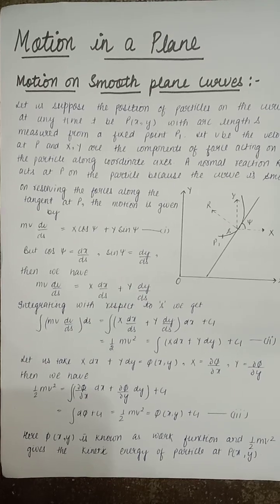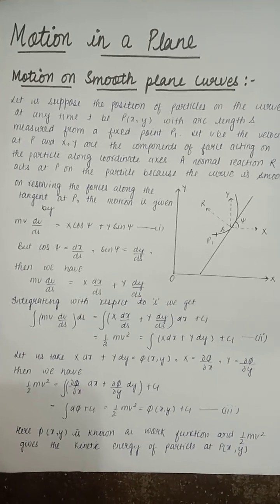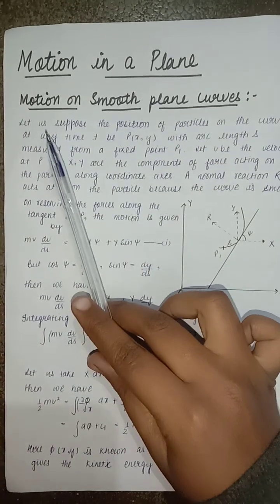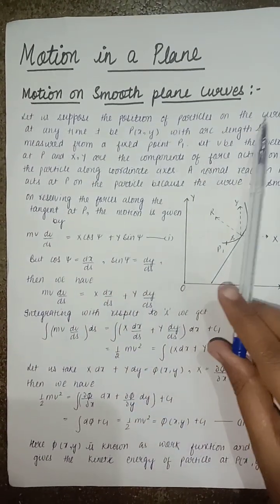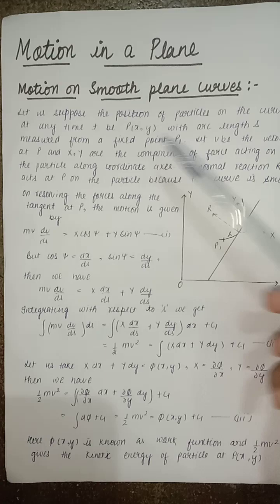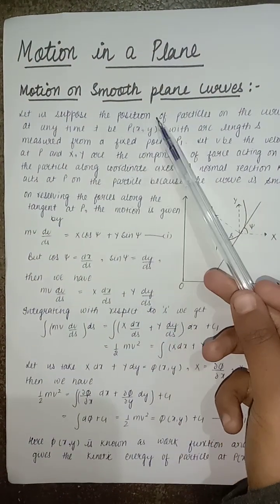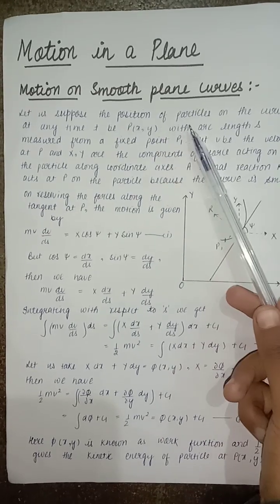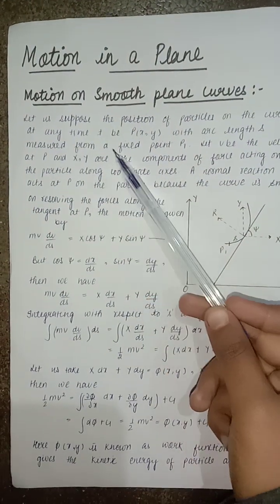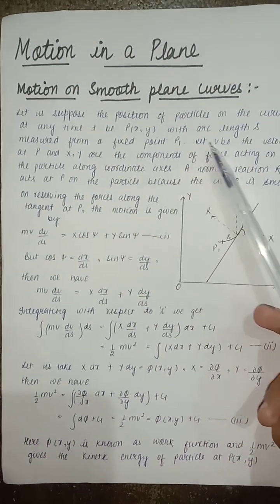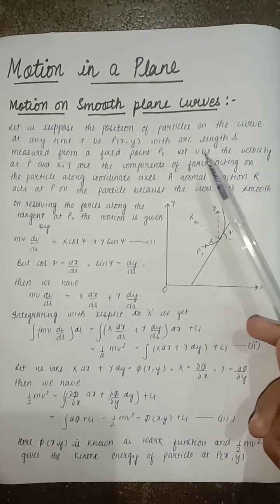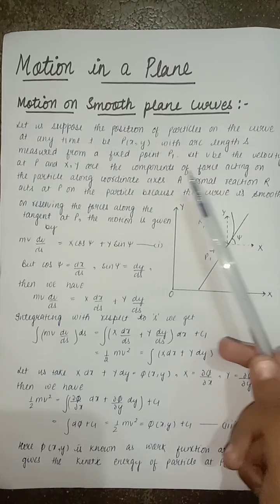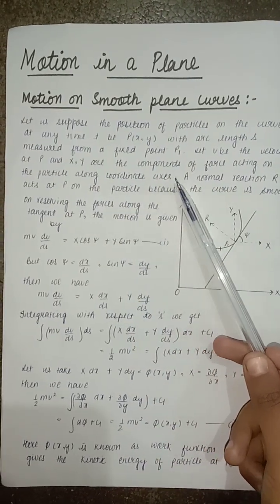Hello everyone, today I am explaining the topic motion in a plane, motion on smooth plane curves. Let us suppose the position of a particle on the curve. This is the curve, at any time t, P is the point with coordinates x, y, with the arc length s measured from a fixed point P1. Let v be the velocity at P and X, Y be the components of the force acting on the particle along the coordinate axes.